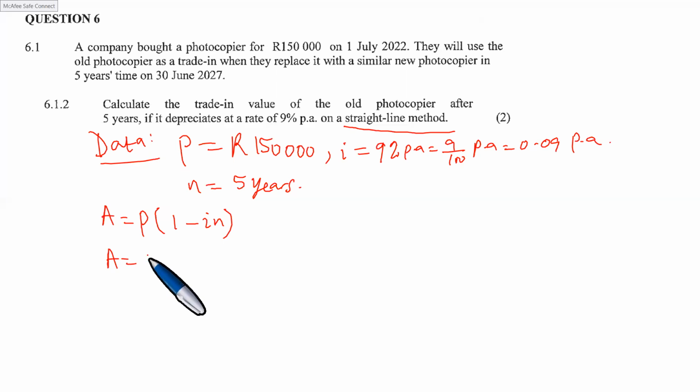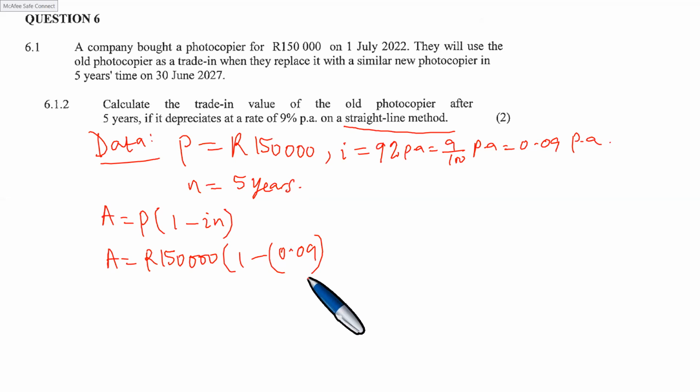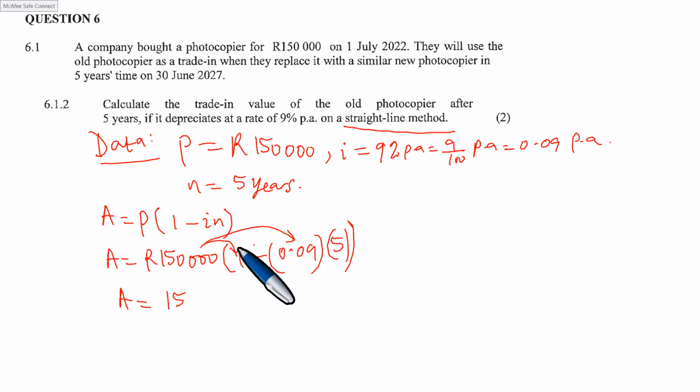150,000. What is the I? The interest rate is 0.09. Divide the 9% by 100. And the number of years is 5 years. You use your calculator to do the calculation here. And then if you open up the brackets, you can multiply it through by the 150,000, getting 150,000 times 1, and then 150,000 times that.